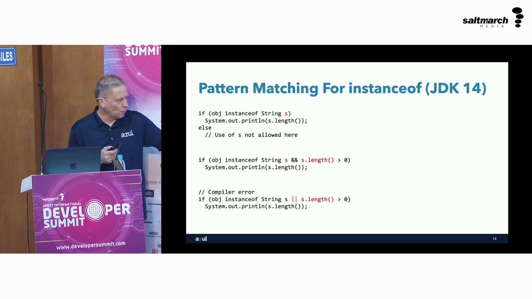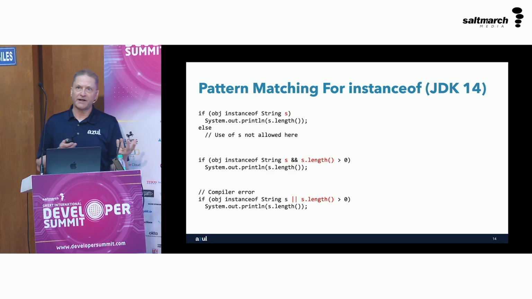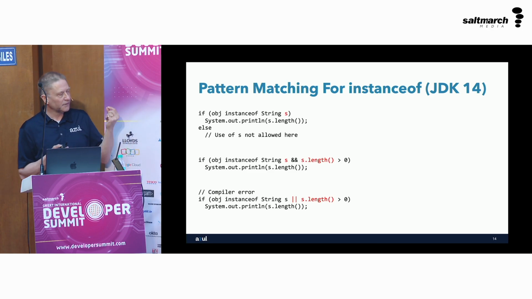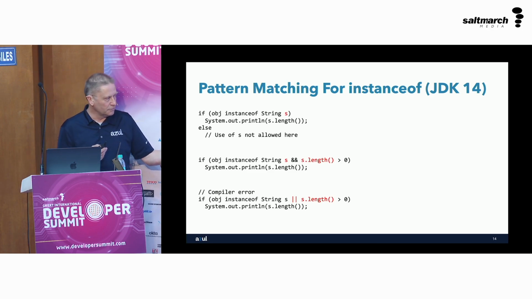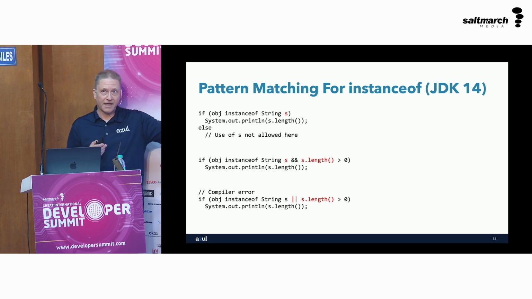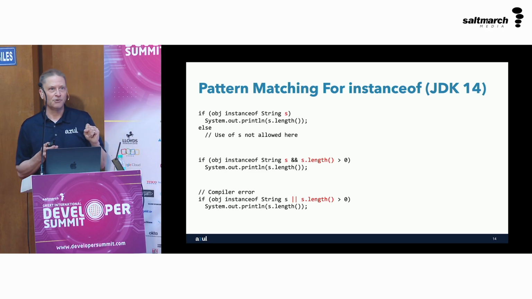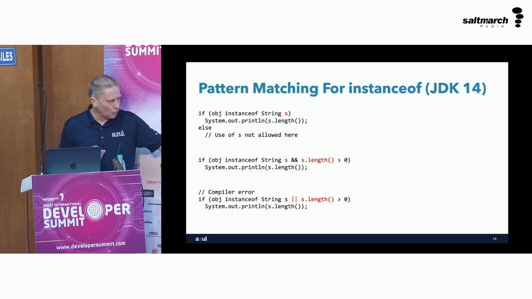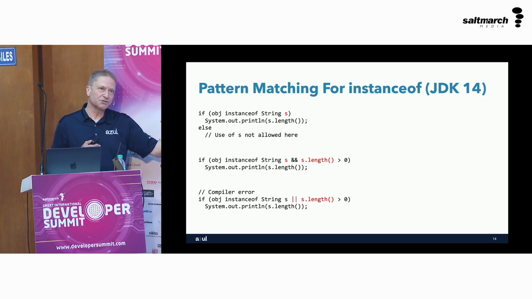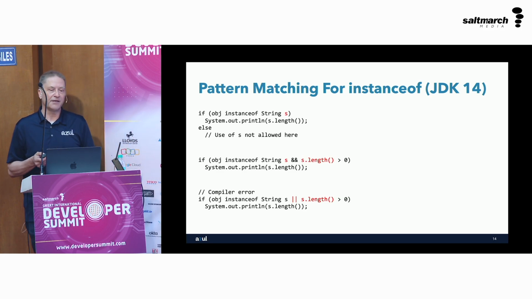Because, again, we know that with the OR operator, we always evaluate the left-hand side of the operator. If that's false, then we evaluate the right-hand side of the operator. So if it evaluated false, we don't have a string, so the scope of s is not valid, and therefore if we call s.length on the right-hand side, it wouldn't work. The compiler would reject that.